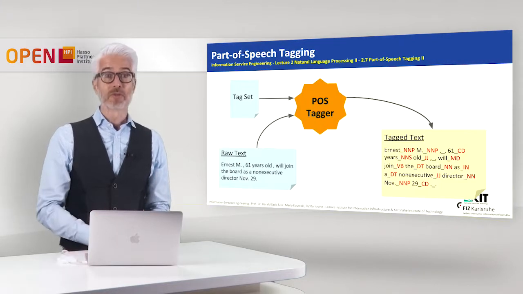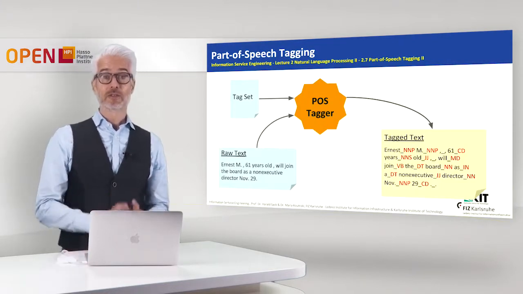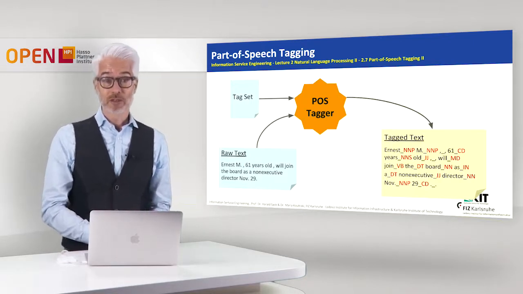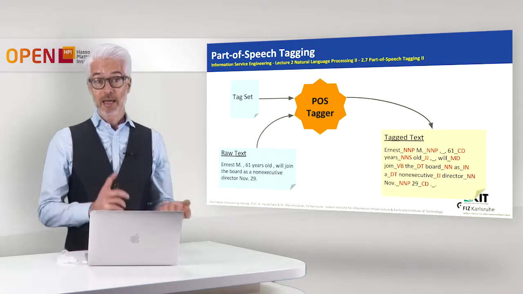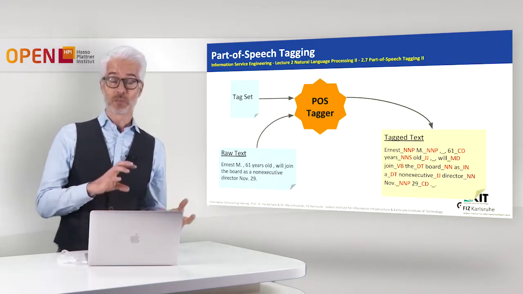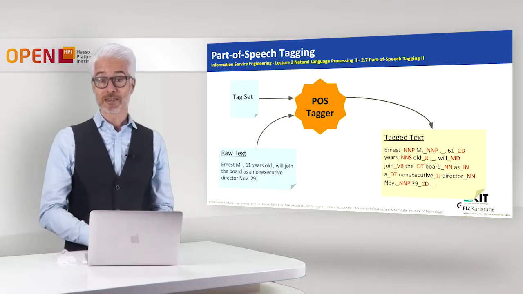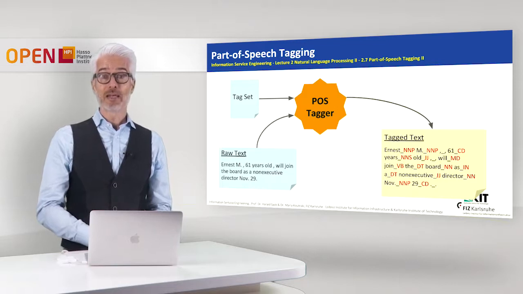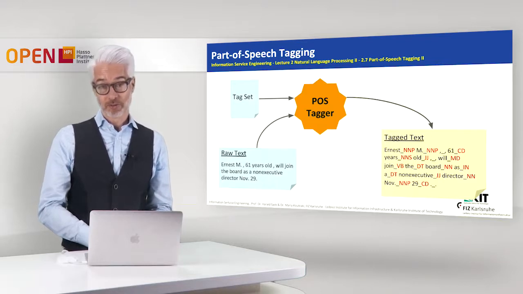You remember from the last part of the lecture, to do part-of-speech tagging, or shortly POS tagging, what you need is a set of tags and you need some raw text. And then you need a POS tagger, which combines both and produces a so-called tagged text, where all the words in the text are labeled or tagged with some kind of part-of-speech tag, which denotes the function of the word or the class of the word.